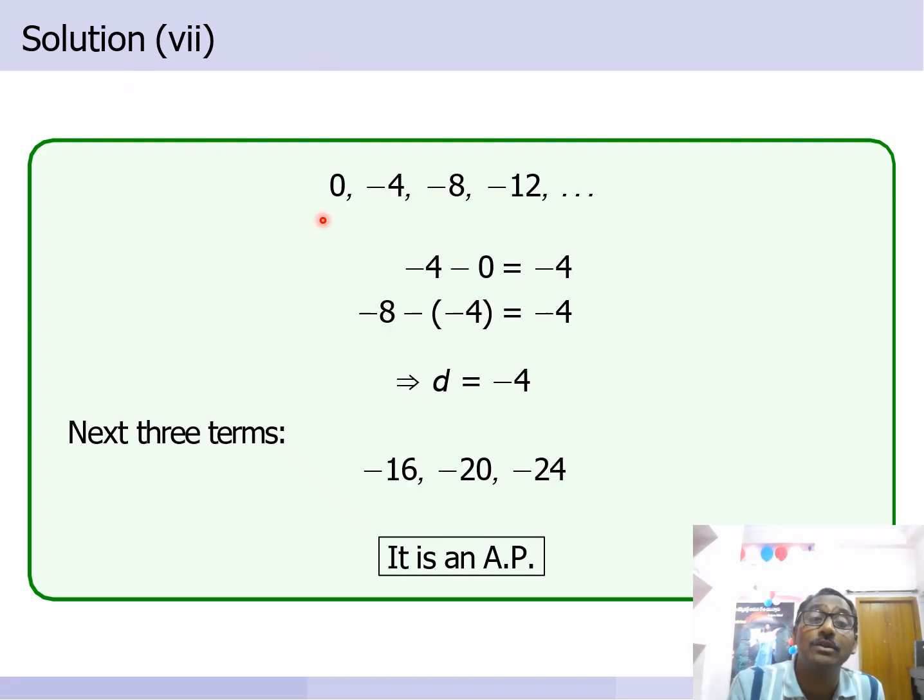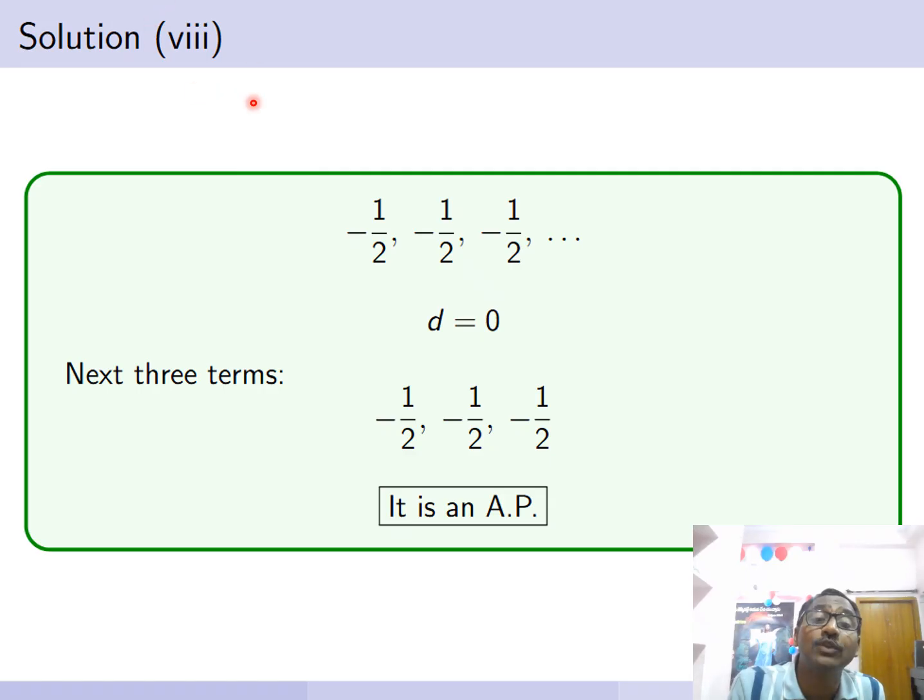Solution for seventh one: 0, minus 4, minus 8, minus 12 and so on. So minus 4 minus 0 is minus 4, minus 8 minus of minus 4 is minus 4, minus 12 minus of minus 8, you will get minus 4. So for the next three terms, if we add minus 4 to the previous term, you will get the next term. Minus 12 plus of minus 4, that is minus 16, minus 16 minus 4 is minus 20, minus 20 minus 4 is minus 24. In this way you got the next three terms.